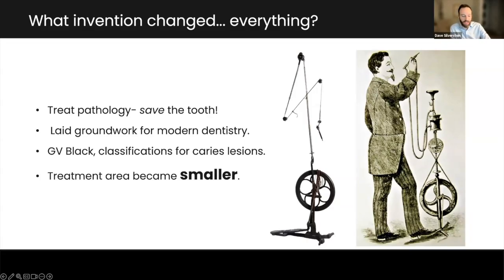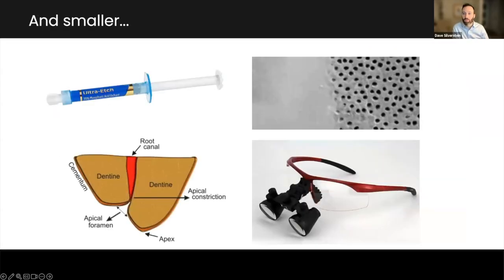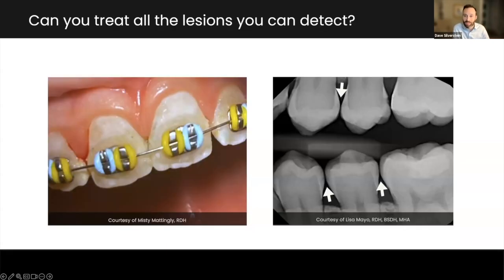And as time goes by and technology advances, the area becomes smaller and smaller still, right? So now we are literally microscopically preparing the surface of the tooth for restorations. We're doing endo, we're treating areas that we can't even see, down to the apical foramen of the tooth. Treatment gets so small that we need loupes, and that is definitely the way things progress.